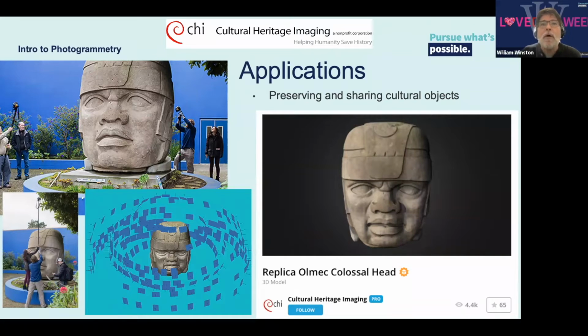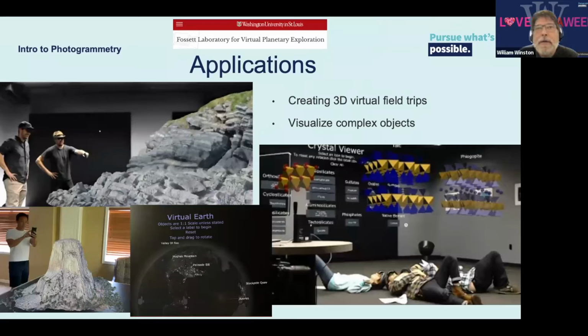Now, we also have a local example of utilizing photogrammetry technology for educational purposes. The Fawcett Lab in Earth and Planetary Sciences uses this technology to create 3D virtual field trips and to visualize complex objects such as the crystal lattice structures that you can see the students all looking at on the right-hand side of this image.